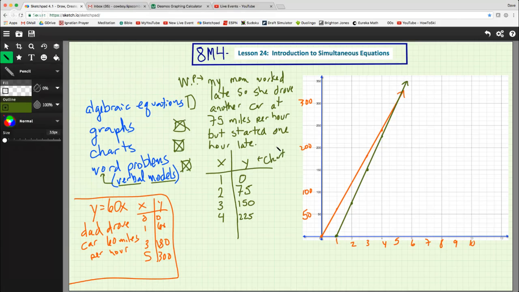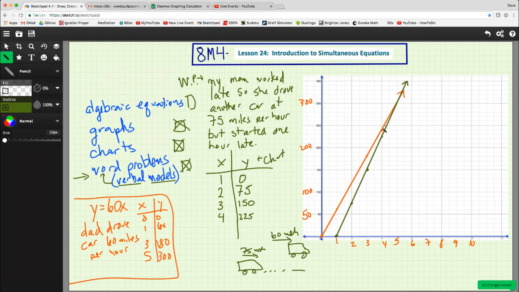It's true because my dad is driving slower. My mom's driving faster. So from a word problem perspective, let's think about it. My dad's driving this way, and he's going at 60 miles per hour. And my mom's back here in her car, and she's going 75 miles per hour. So eventually she's going to catch my dad.